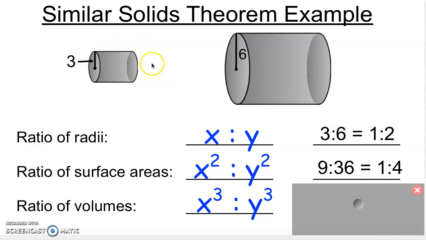you'll notice, you'll be like, well, 3 to 6. If you look at this figure, even though maybe the radius is double, the volume is way, way, way bigger. Like there's way more than double the amount that's in the small cylinder. So we cube the scale factor.